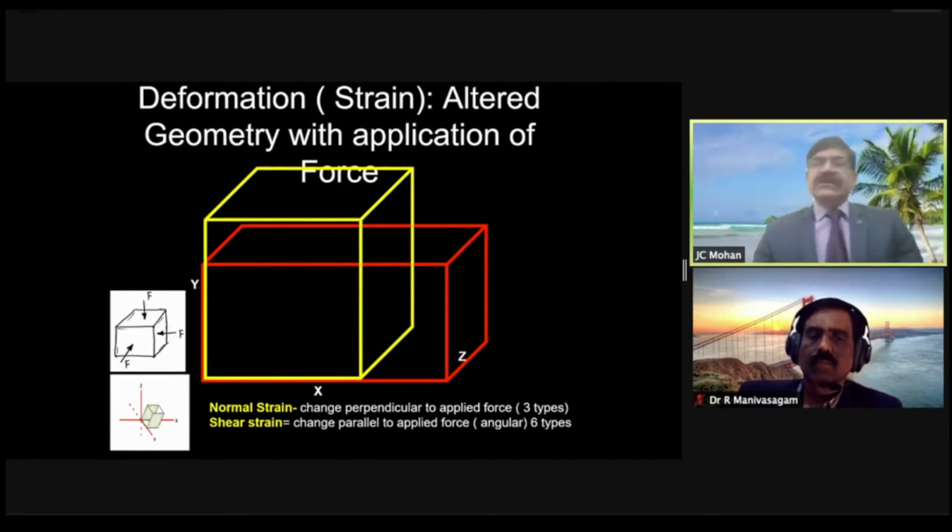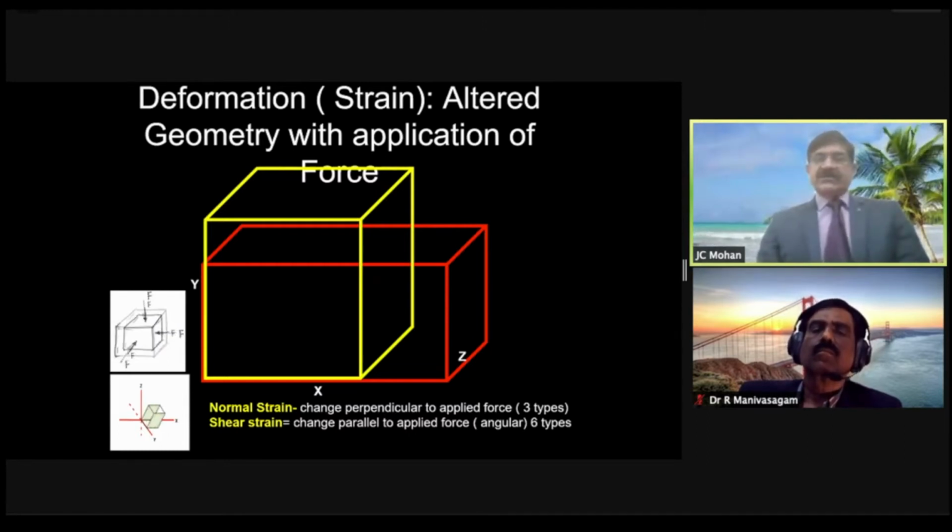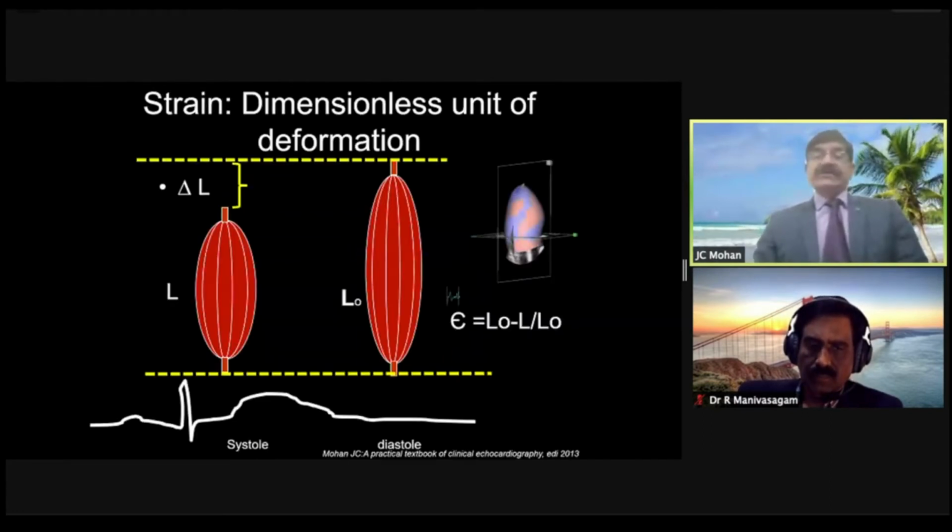The cartoons on the left side are showing you, when you apply force, how the shape of this cube changes in 3 dimensions. In fact, the strains are of 9 types, but normal strains are those which are perpendicular to applied force, and shear strains are those which are parallel to applied force. There are 6 different types of shear strain. We don't talk of shear strain in cardiology at the moment. We only talk of normal strains.